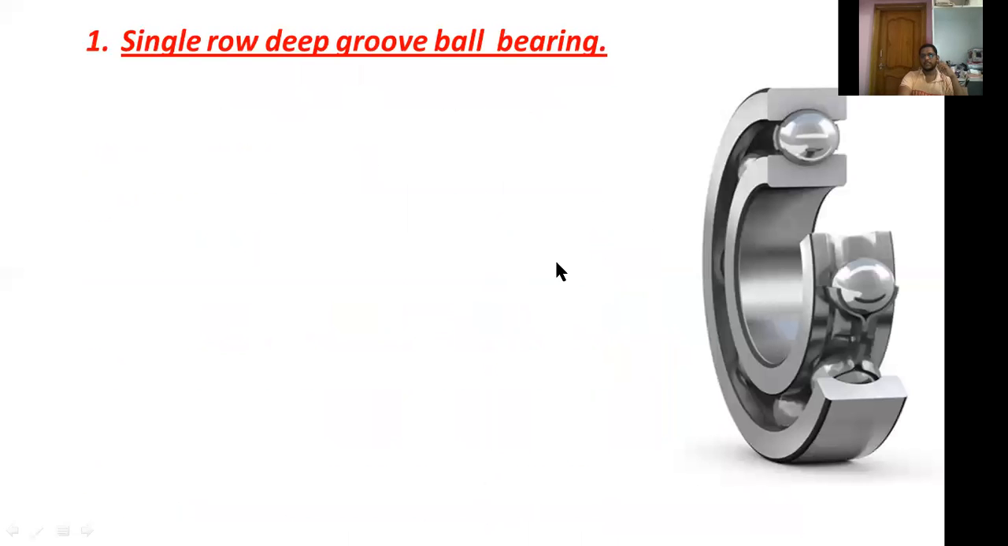Now, single row deep groove ball bearing. This is the figure for a single row deep groove ball bearing. Here, the ball is used as a rolling element. For holding these balls, we make an inner race and outer race, and this one is a retainer. This is a retainer to hold these balls at a separate distance.